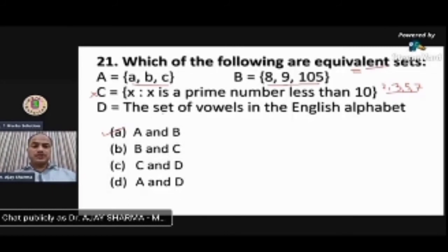Now let us quickly talk about option D. The set of vowels in the English alphabet. Everybody knows there are 5 such vowels, so the set will have 5 elements. So obviously we have only one correct answer. Answer A is correct.